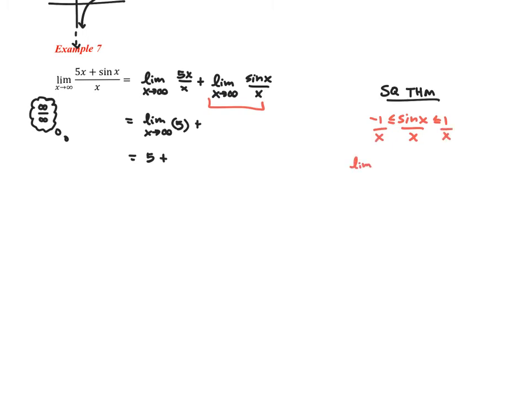So if I could find the limit as x approaches infinity of -1 over x, and I could find the limit as x approaches infinity of 1 over x, then I would know that the limit as x approaches infinity of sine x over x would fall right between those two. Well, the limit as x approaches infinity of -1 over x is 0, and so is that for 1 over x. Therefore, the limit as x approaches infinity of sine x over x will be between 0 and 0. Thus, this will equal 0. Therefore, our limit would evaluate to 5.